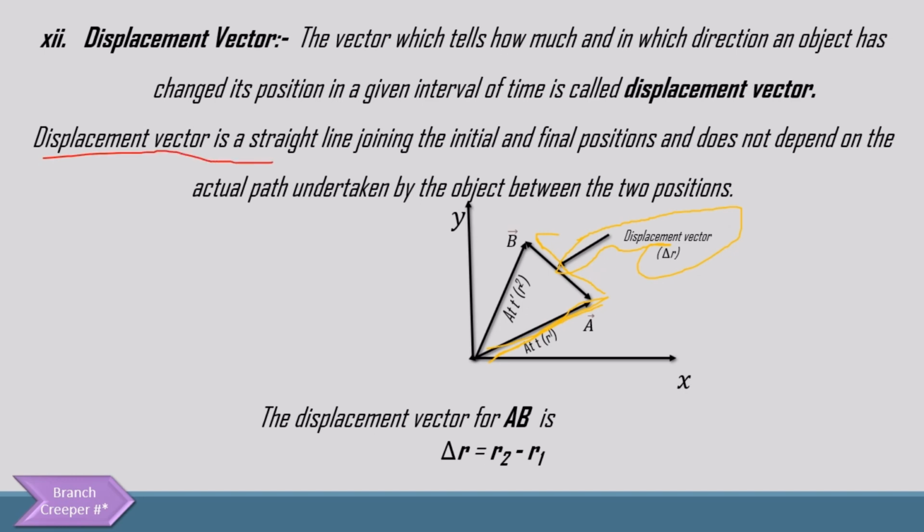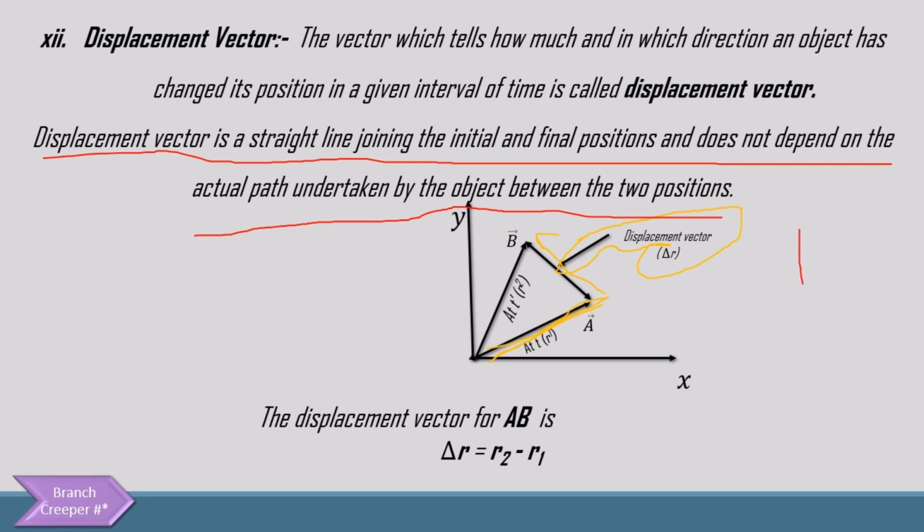The displacement vector is a straight line joining the initial and the final position, and it does not depend on the actual path undertaken by the object between the two points. Let's assume this is the x-axis, this is the y-axis, and our initial vector was here, and now it has covered some length and reached this new point. Our displacement vector will not depend on this path. It will only say that your displacement is from this point to this point, a direct linkage, a straight line.